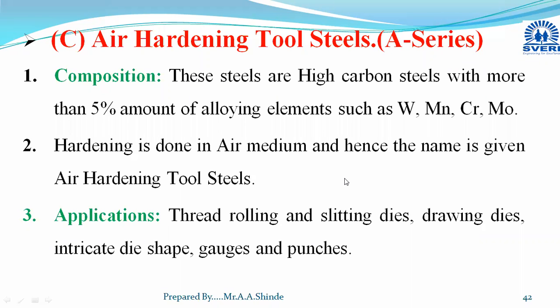Then what is the difference in the composition? Here the percentage of alloying element is more than 5%. In oil hardening tool steel, the percentage of alloying elements like tungsten, manganese, chromium, molybdenum, vanadium is less than 5%, and in air hardening tool steel, it is more than 5%. As the alloying element percentage exceeds 5%, the hardenability of air hardening tool steel is better as compared to oil hardening and water hardening tool steels.